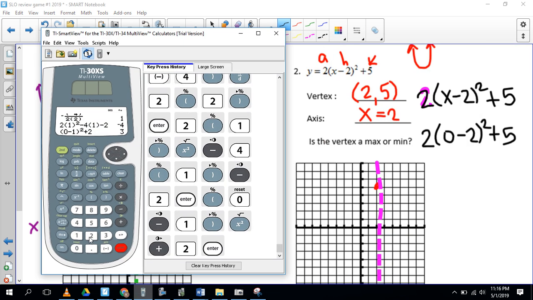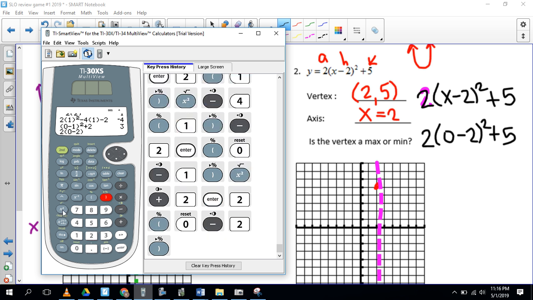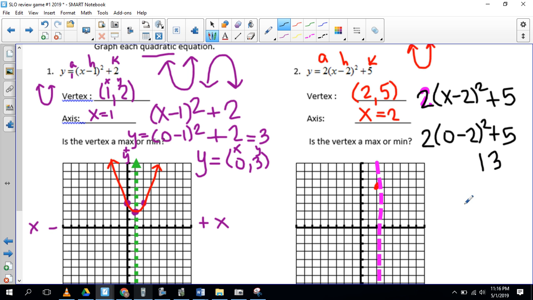So we put 2 parentheses 0 minus 2 squared plus 5. And we get 13. So my y-intercept is going to be 0, 13. So this is going to go off of the page. 1, 2, 3, 4, 5, 6, 7, 8, 9, 10, 11, 12, 13. We're going to say 13 is up here. And let me do my dotted line up here some more.